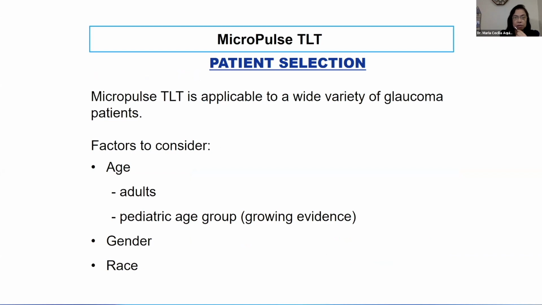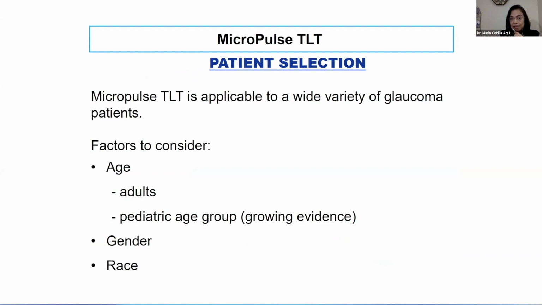Now that you know the probe and the mechanisms, and the potential patient, we have to select for this therapy. What should be considered? What are the factors that can affect? First, let's discuss age. Practically, adults of any age group may benefit from the procedure.